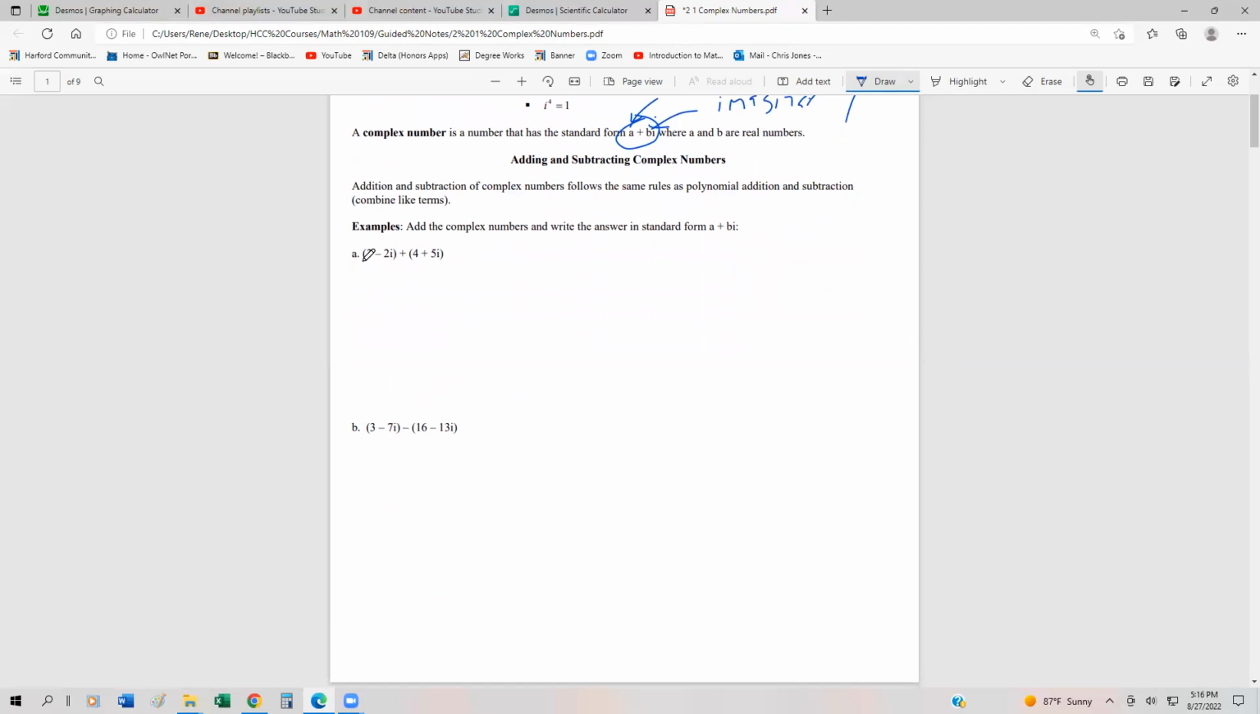The first one we have here is this complex number, 3 minus 2i, and this complex number, 4 plus 5i. I'm going to combine the 3 plus 4, and that's going to give us a 7. Then we have -2 and +5, which becomes a 3i. That's literally all you have to do to add two complex numbers. Not meant to be too difficult.